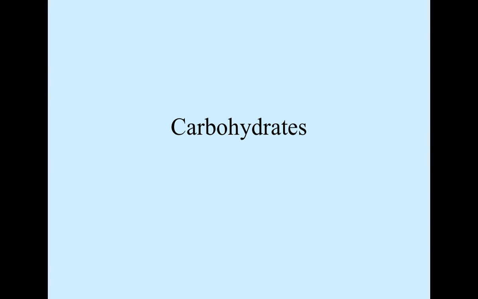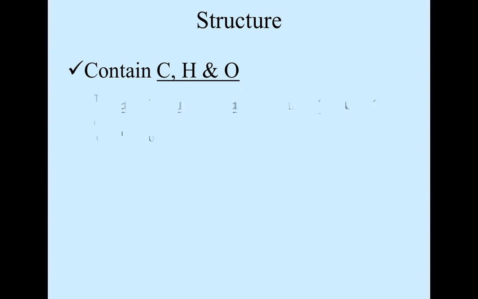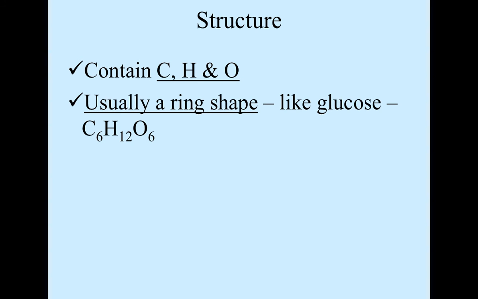So the first one we're going to look at are the carbohydrates. If we look at the structure of carbohydrates, it contains carbon, hydrogen, and oxygen. So if we write a formula with that, it will have all three letters in there, C, H, and O. It won't have anything else. It is usually a ring shape, like glucose. Glucose is a ring shape, and we'll take a look at that here in a second.